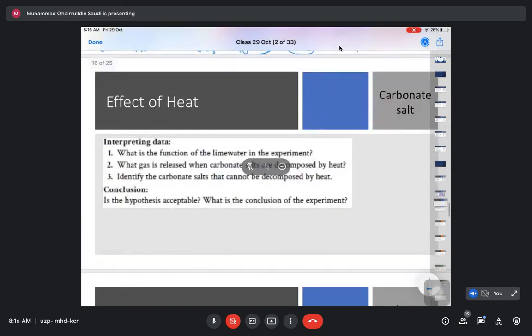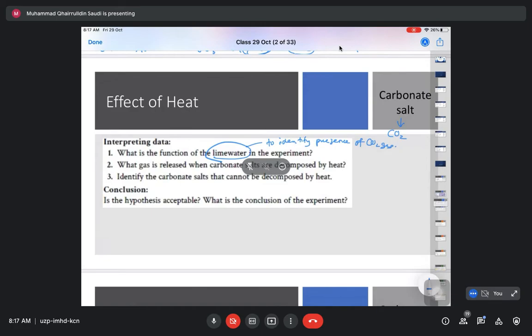What is the function of lime water? Apa function lime water dalam eksperimen ni? To identify the presence of carbon dioxide. Good. To identify the presence of carbon dioxide gas. Good. Sebab kita tahu, kita buat hipotesis carbonate salt kalau dipanaskan akan release carbon dioxide gas. Carbon dioxide gas. Good. What gas is released?